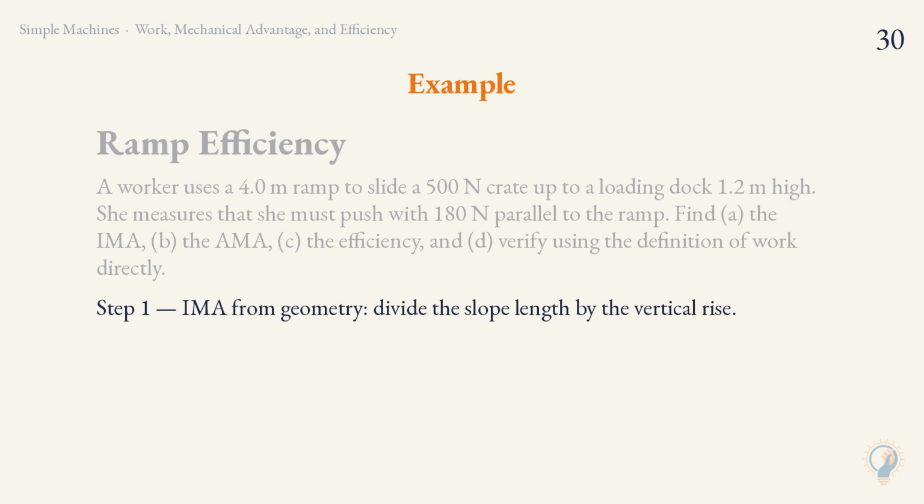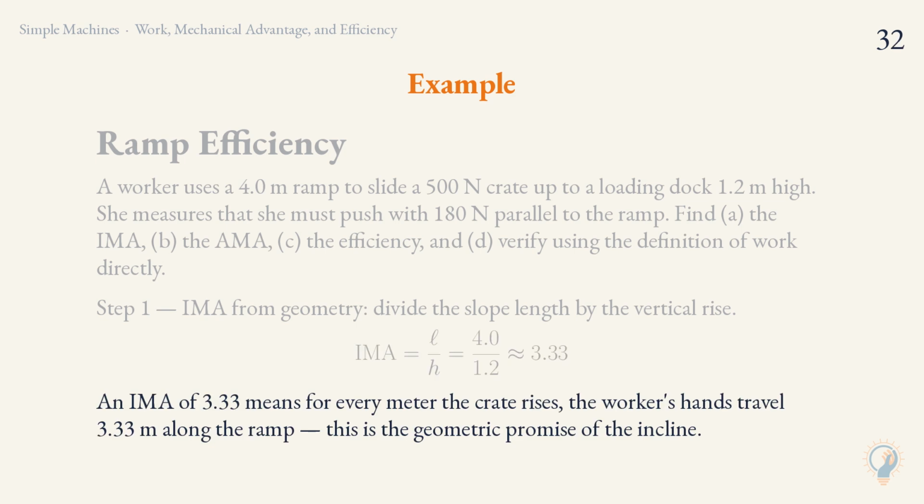Step 1. IMA from geometry. Divide the slope length by the vertical rise. IMA equals slope length divided by height, 4 divided by 1.2, approximately 3.33. An IMA of 3.33 means for every meter the crate rises, the worker's hands travel 3.33 meters along the ramp. This is the geometric promise of the incline.